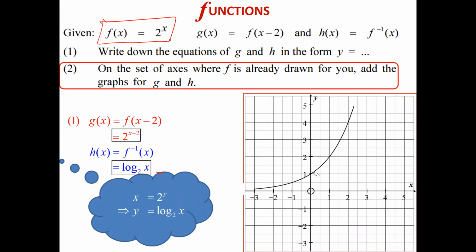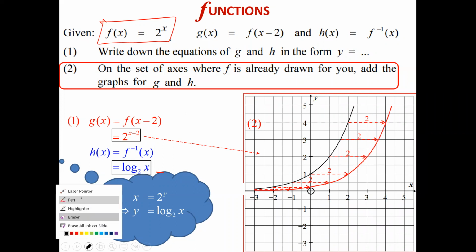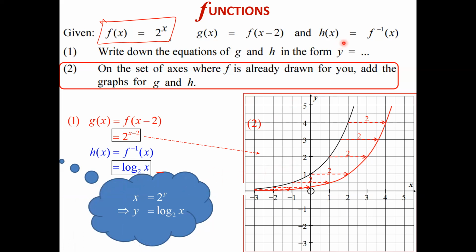And once again, it's the same story. This graph is going to move 2 units to the right. For f, if we understand translation, that graph is moving 2 units to the right. And then the h graph is the inverse of the black graph. Remember that? The h graph is the inverse of the black. And remember what I said when we want the inverse? That 1 on the y-axis will go to 1 on the x-axis. And the black graph asymptote is the x-axis.